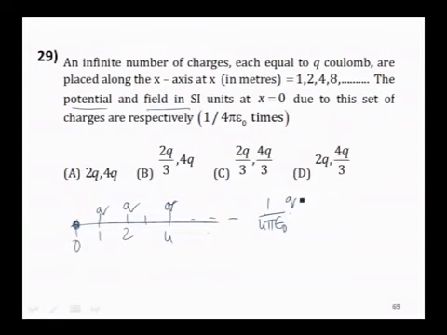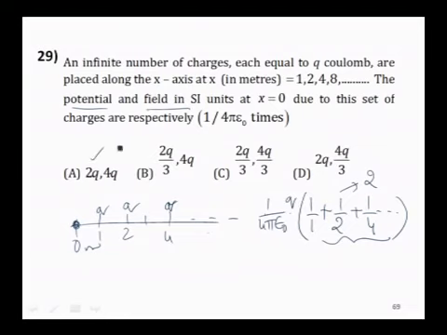So, because q is common, I will take it out. For the first charge, distance is 1. For the second charge, distance is 2. For the next one, it is 4. So, you see that this is a geometric progression, 1 plus half etc., finally becomes 2. So, therefore, this is 2q into 1 over 4 pi epsilon naught, that is present here.